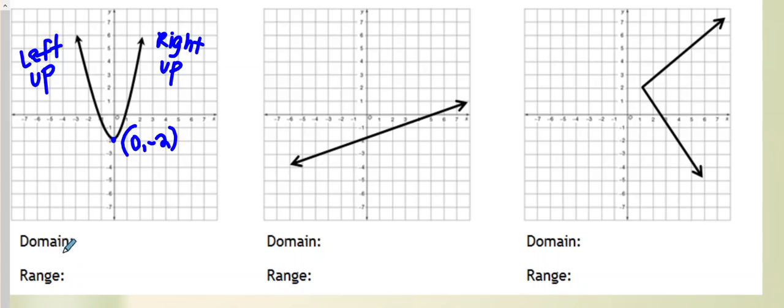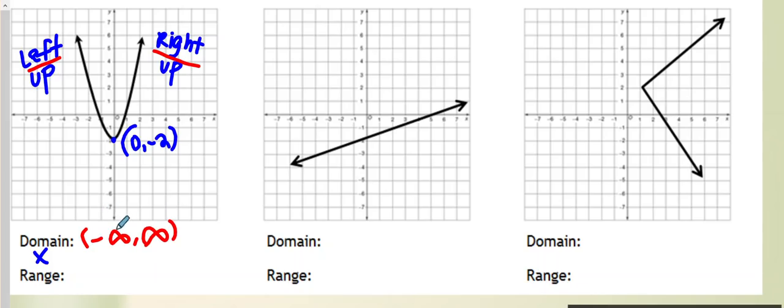So domain is my x value. And again, when we're talking about the x-axis, we're talking about the directions of left and right. So because of my labeling, I can see that this graph goes all the way to the left and all the way to the right. So that means I don't have any restrictions. So it's all real numbers. And in interval notation, we would write that as -infinity to +infinity, separated with commas and using parentheses.